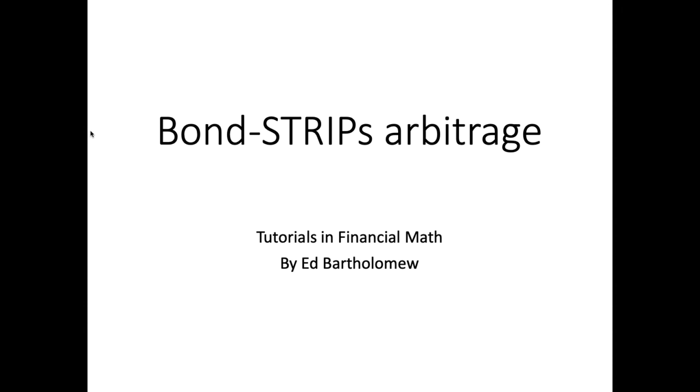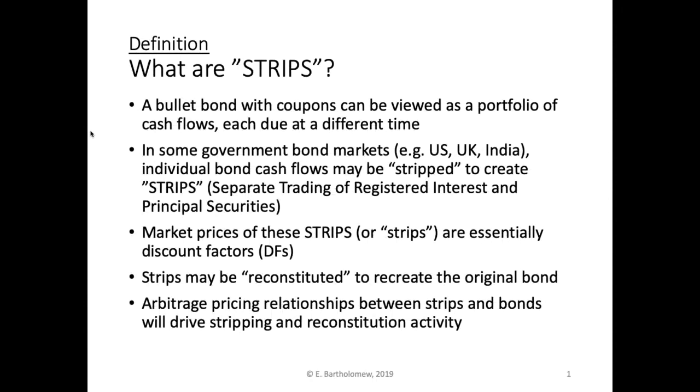Since such riskless profits are too good to last, in practice, arbitrage is the market mechanism by which prices of closely related instruments are kept aligned. So specifically here, bond strips arbitrage is how bond prices are kept aligned with their underlying discount factors represented by strips prices. Let's start with some definitions.